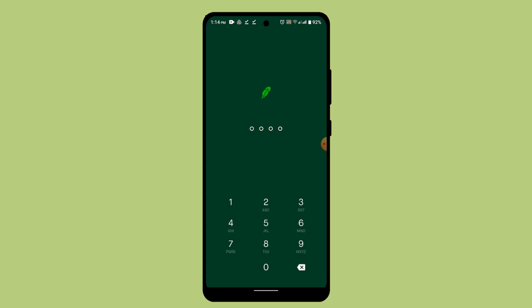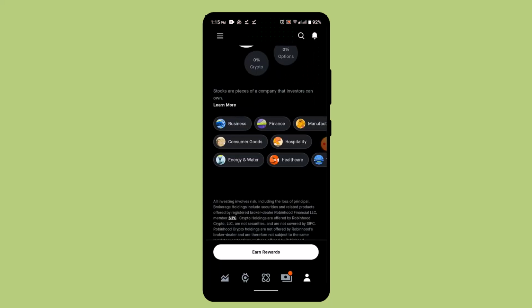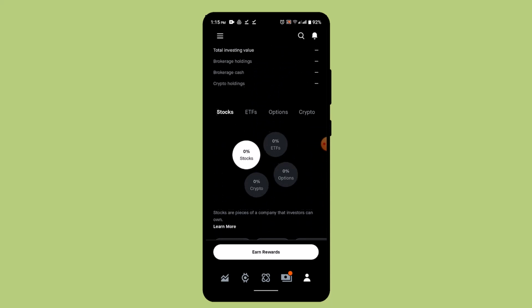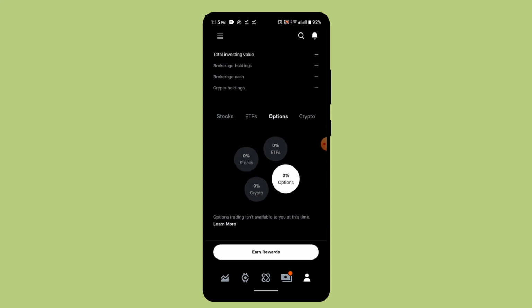First of all, if you're using the Robinhood app, you can explore the option trading section and familiarize yourself with the platform interface for options as well. So for that you need to go to your profile, and here you have the option trading. You can go through it, and that's how you can familiarize yourself with option trading.